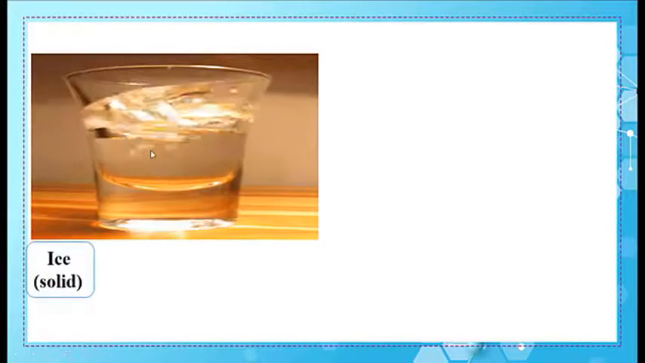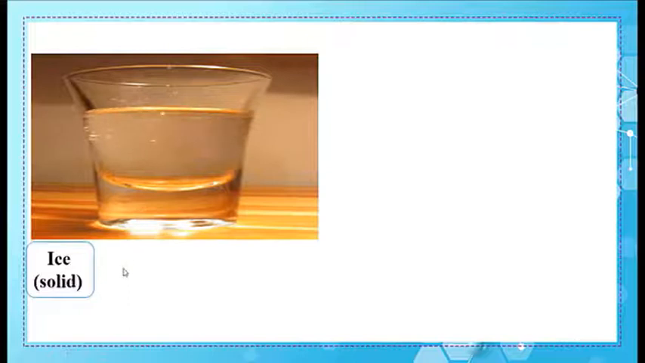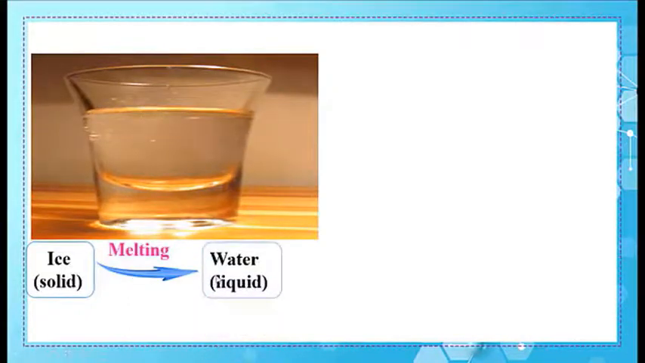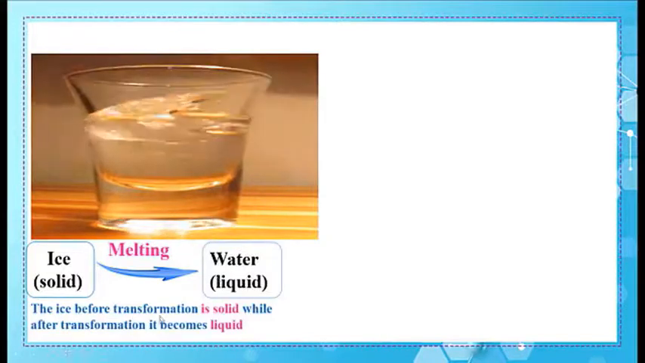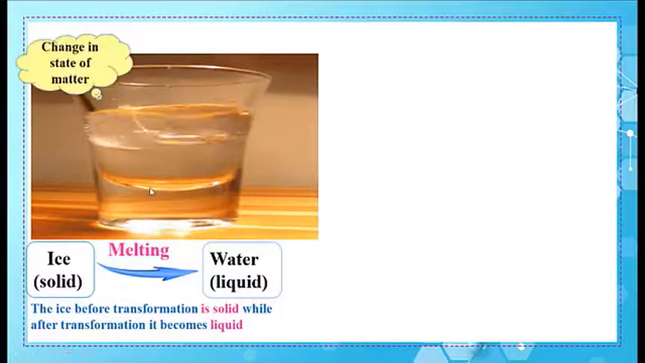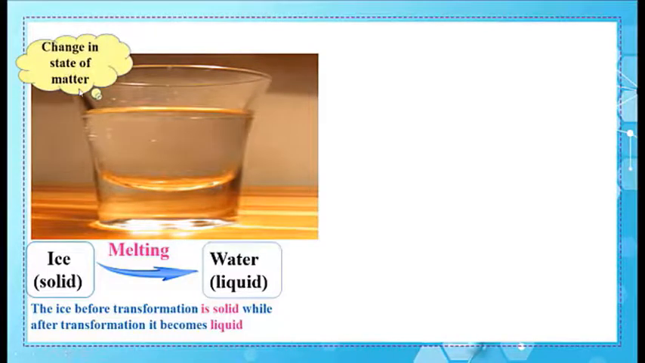Starting from what? We started from ice. What happens for this ice in your opinion? This ice is melting to give what? Water. Here, the ice before transformation is solid, while after transformation it becomes a liquid. Then the change in what? Think. Good. Change in state of matter.